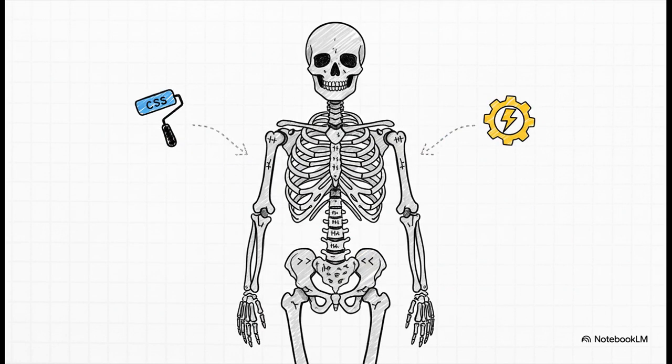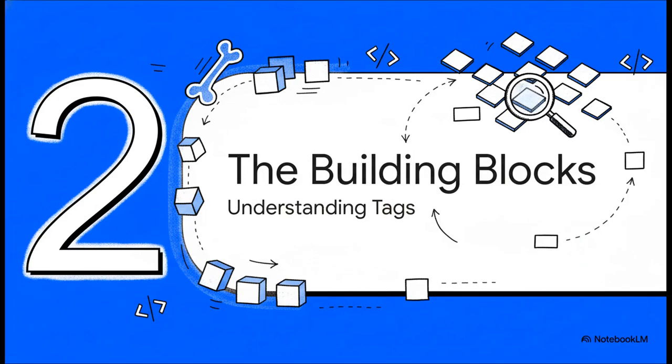But here's the most crucial point, and I really want you to get this. Everything, and I mean absolutely everything, starts with that structure. Without the HTML skeleton, you've got nothing to decorate with CSS and nothing to make functional with JavaScript. It is the absolute 100% non-negotiable foundation of the entire web, period. So, okay, if HTML is the skeleton, then what are the bones?